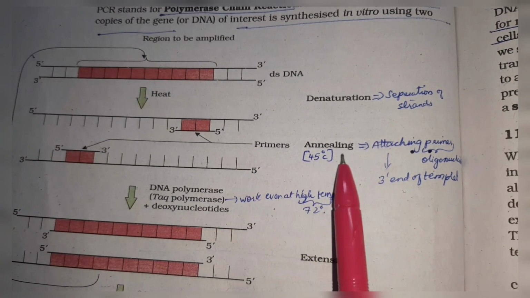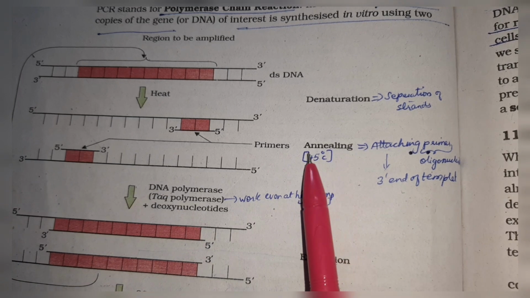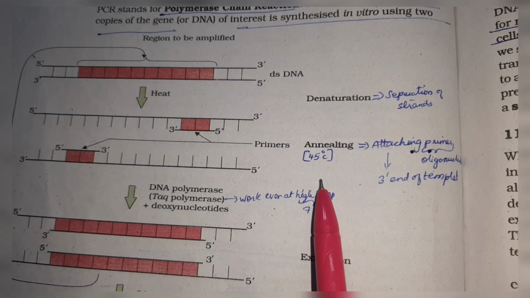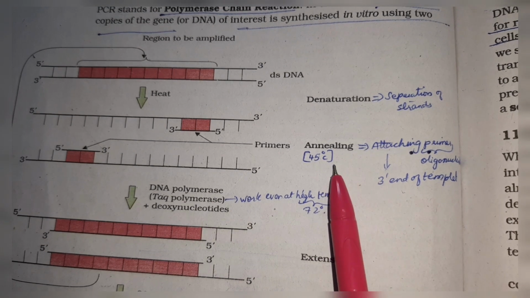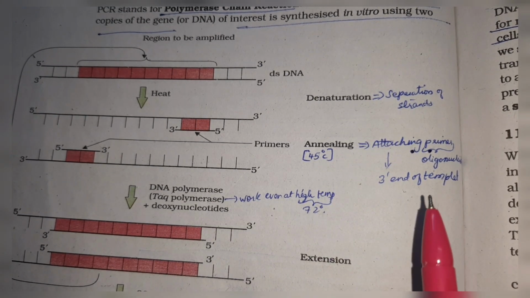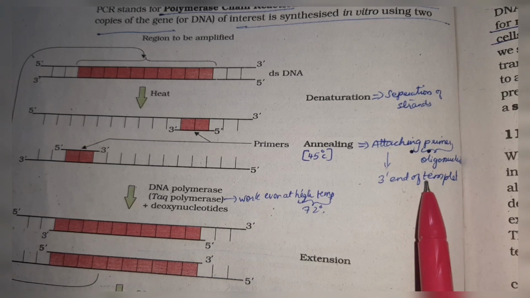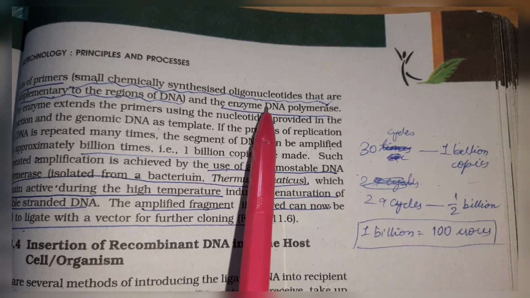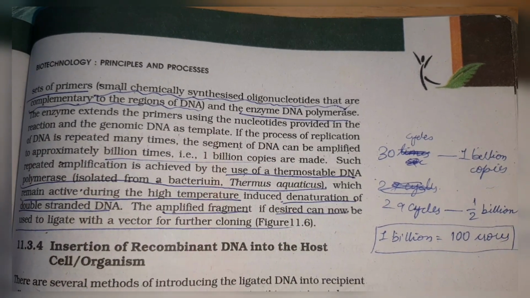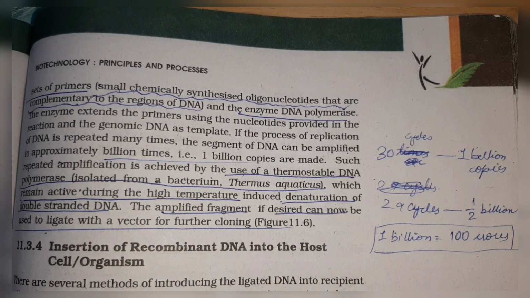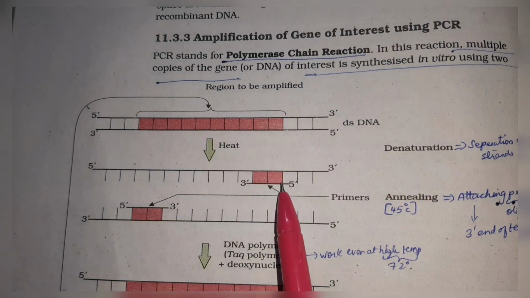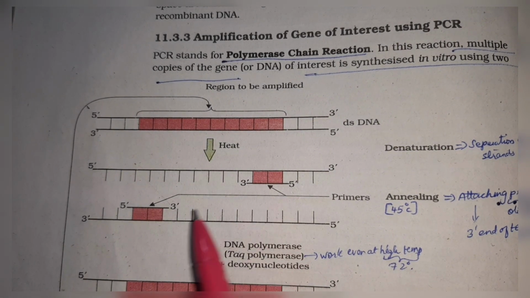It is separated. Then the second step, it is kept at a lower temperature, 45 degrees Celsius. In this step, annealing, we attach primers. Primers means oligonucleotides. We have seen here the definition of primers. They are small chemically synthesized oligonucleotides that are complementary to the regions of the DNA. That means they can directly bind to the regions of the DNA. They are nothing but chemically synthesized oligonucleotides. Here you can see primers are joined at specific ends.